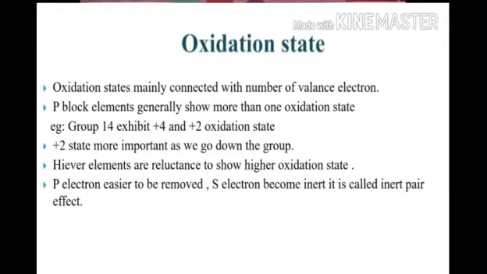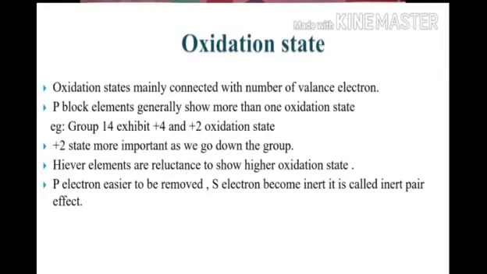Oxidation state. The oxidation states of various elements are closely connected with the number of valence electrons. In a group, the S block elements show only one stable oxidation state, but P block elements show more than one stable oxidation state. The maximum oxidation state shown by a P block element is equal to the total number of S and P electrons in the valence shell.